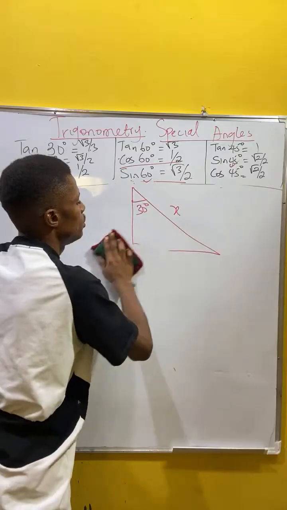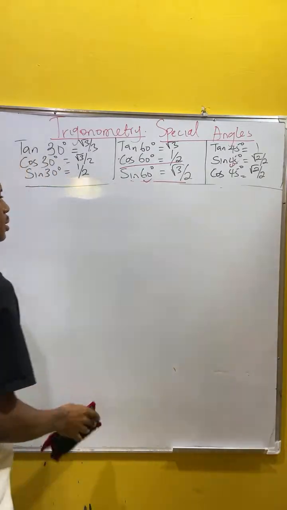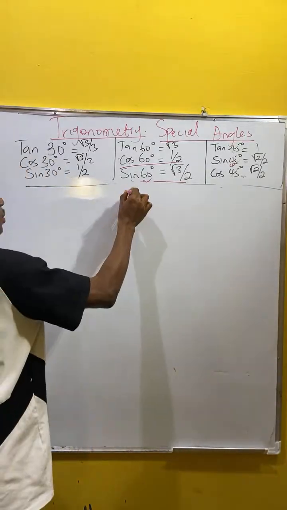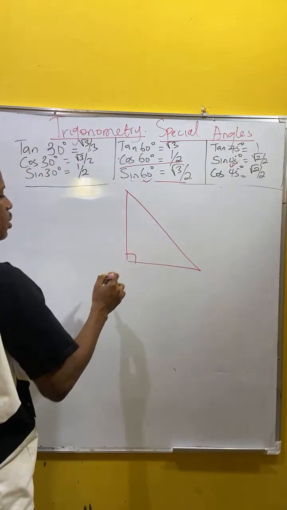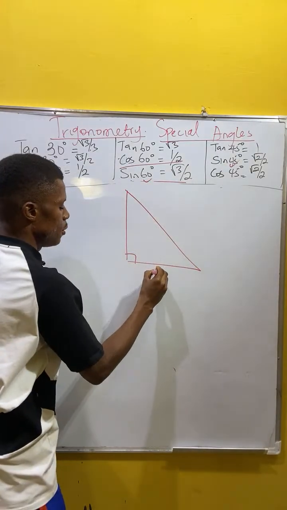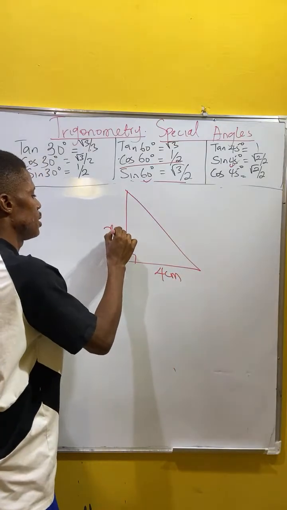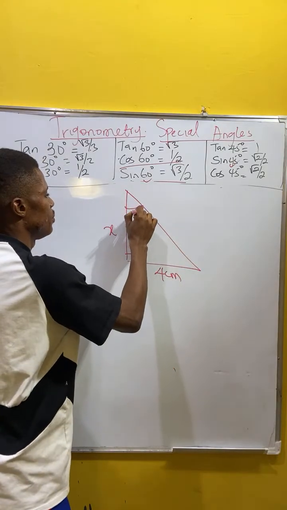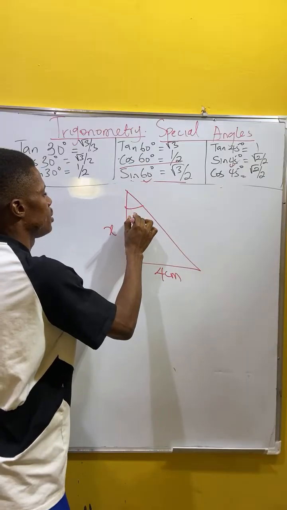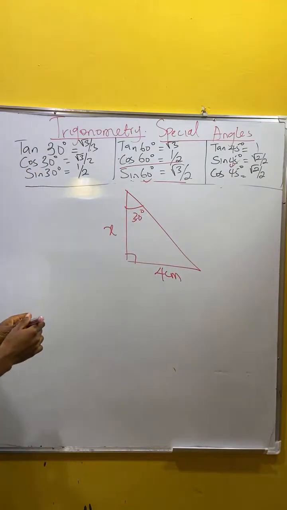Let's look at another one. This is the next one we have. We have here 4 cm, we have here x, and we have here 30 degrees. If you look at this, can you tell me in the comment section the trigonometrical ratio that can solve it?